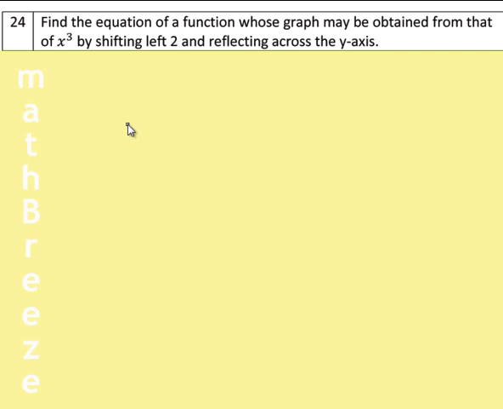In number 24, we want to find the equation of a function whose graph may be obtained from that of x cubed by shifting left 2 and reflecting across the y-axis. So we're starting with y equals x cubed. And then we have left 2. So that would be y equals x plus 2 cubed.